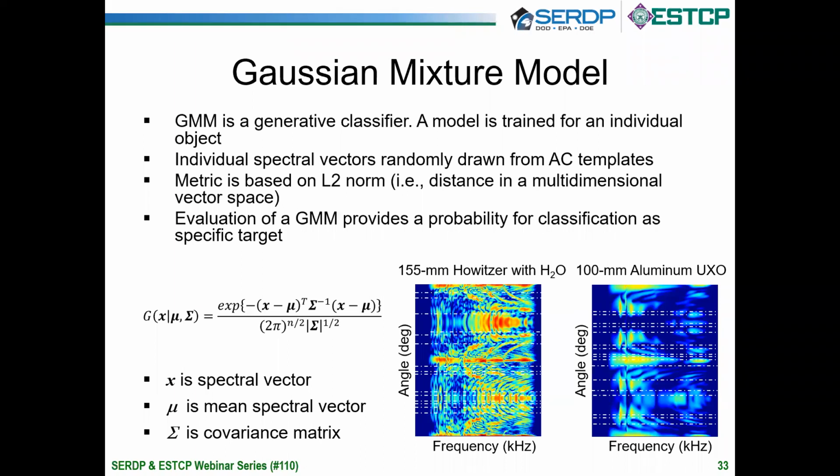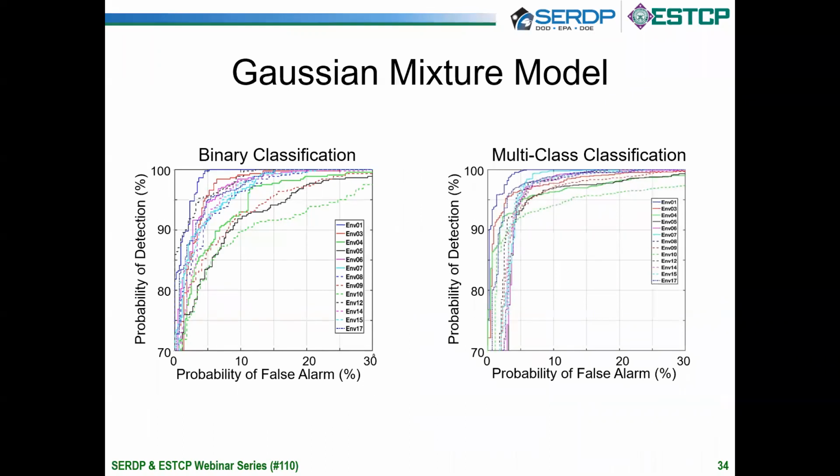If we take all of our synthetic data and we run it through the Gaussian mixture model, we can do different types of classification schemes. One is a binary classification. You're just trying to say, is this a target or is it a non-target? On the left-hand side, we have the ROC curves that are generated from that type of classification. It's the probability of false alarm versus the probability of detection. And obviously, you want to drive this up to having 100% detection and 0 false alarm. So you would like to have a step function here.